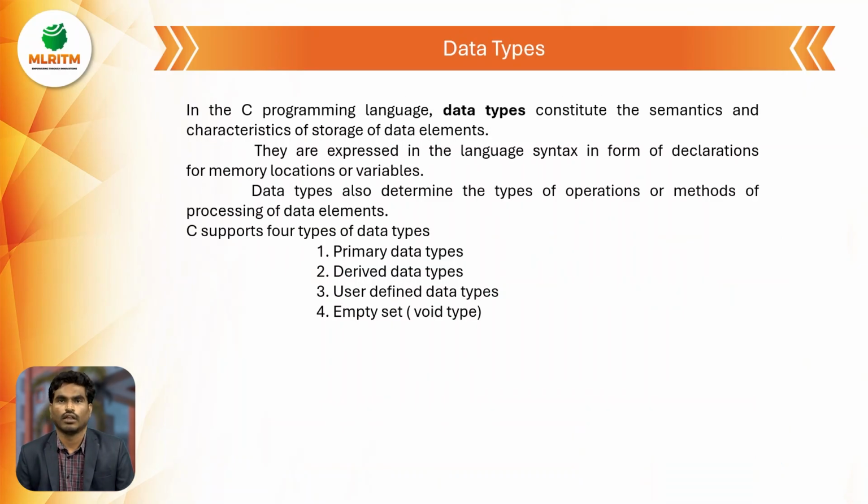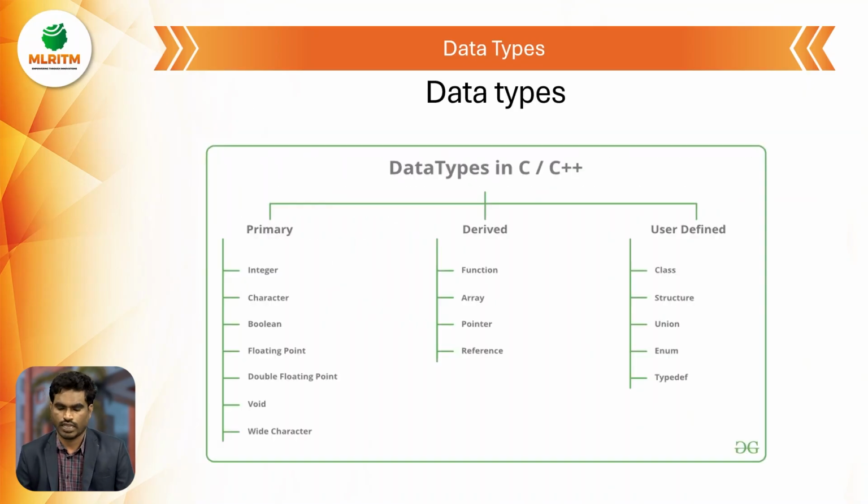Next topic is data types. They are expressed in the language syntax in the form of declarations for memory locations or variables. Data types are categorized into four types, that is primary data types, user defined data types, derived data types, and void type. Okay, first, data types in C++. Primary data types are, for example, integer, character, boolean, floating point, double floating point, void, and void characters.